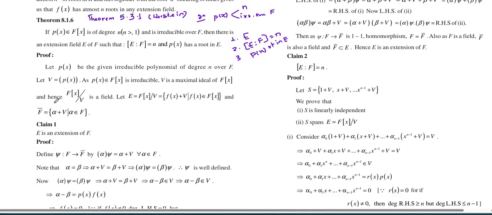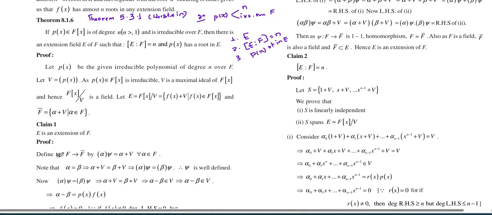And we consider F bar, which is a collection of all constants. See, the first one should be a polynomial. Here we are considering constants. Any constant is a polynomial of degree 0. So F bar we consider as this collection. So you are taking E as this and F bar as this. Now first we need to prove that this E is an extension of F.